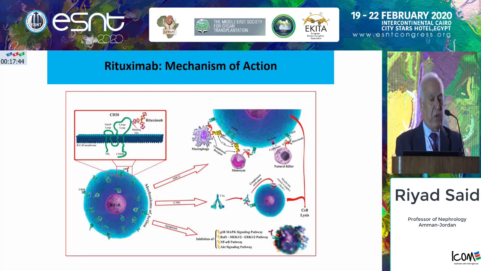Now, how does it work? It works by identifying the CD20 and binding to it, and after that the cascade of immune suppressive mechanisms starts, through antibody-dependent cellular cytotoxicity, complement, and apoptosis.